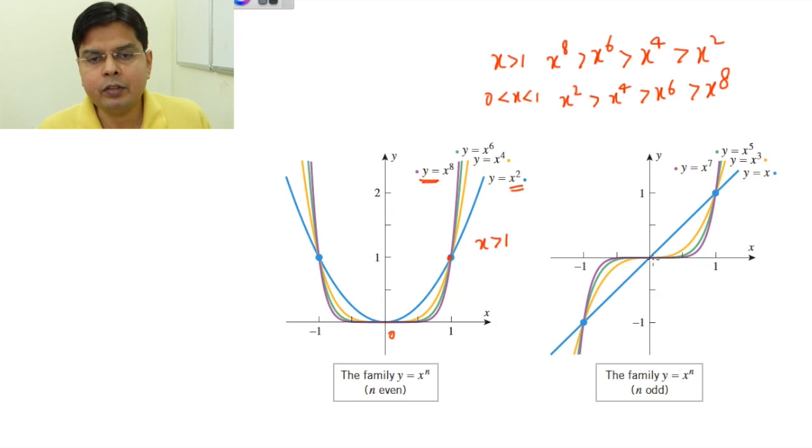Exactly the same property will be followed in this case also, but the only difference is, since n is odd, this will be an odd function, so it will not be symmetric with respect to the y-axis, it will be symmetric with respect to the origin. And you see what is happening, for x greater than 1, this violet curve, that is x to the power 7, is maximum, and for x between 0 and 1, that is between these two endpoints, this violet curve, x to the power 7, will be smallest.